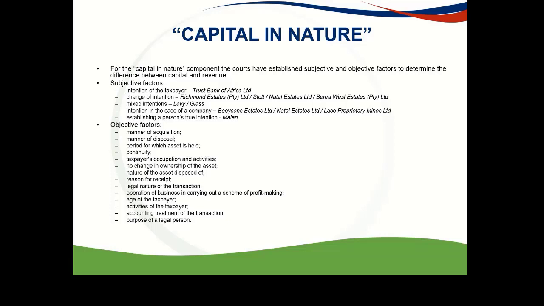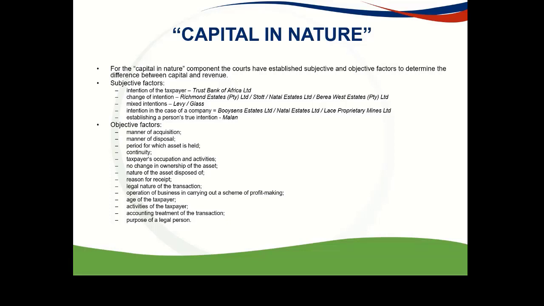There's the Richmond Estates case, Stott, Natal Estates, Berea West Estates. And where there are mixed intentions, the Levy and the Glass cases. So sometimes if there's a mixed intention, the receipt or accrual can be apportioned into capital and revenue. Then the intention in the case of a company is the Boyson's Estate case, Natal Estates case, Lace Proprietary Mines, and then establishing the person's true intention, the Malone case.